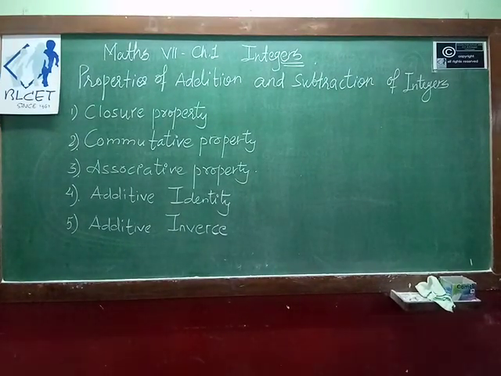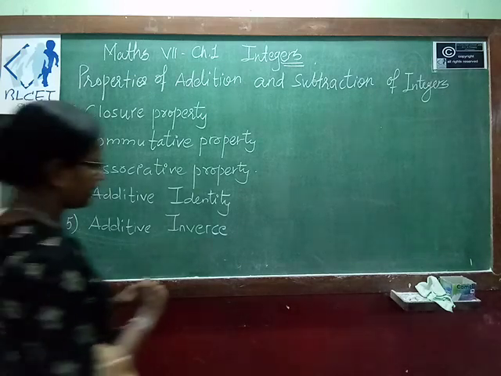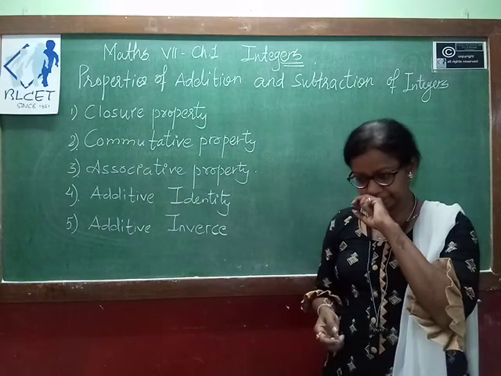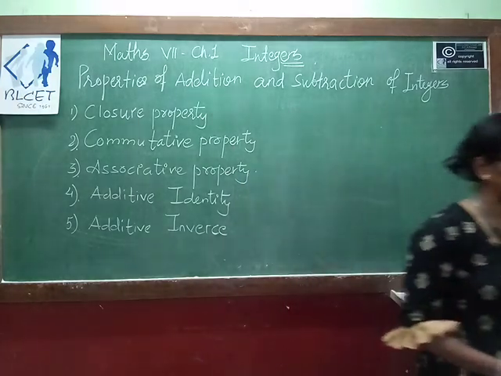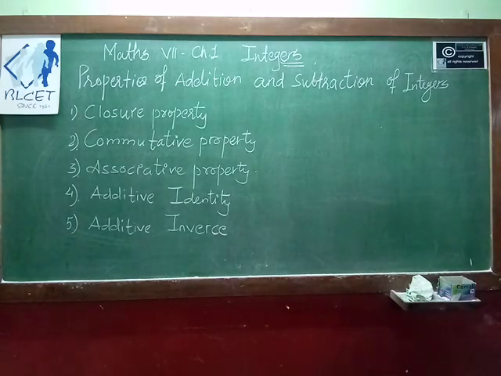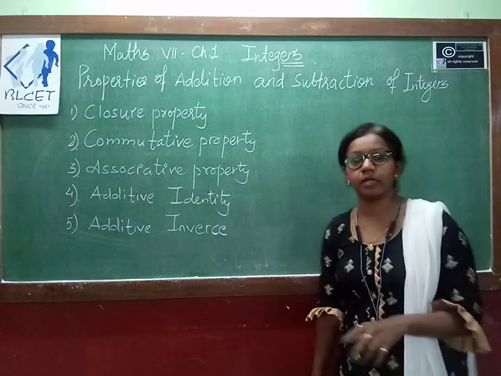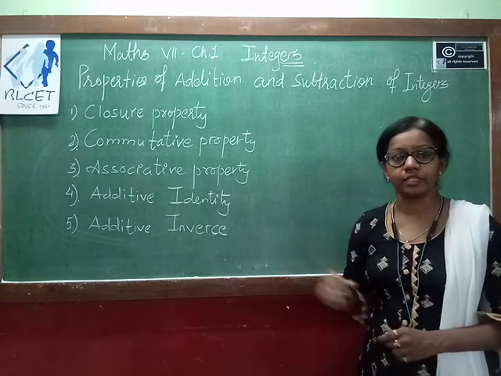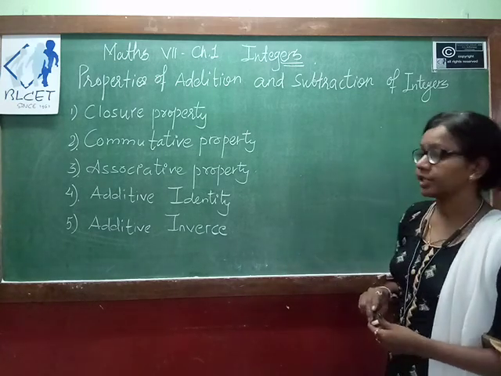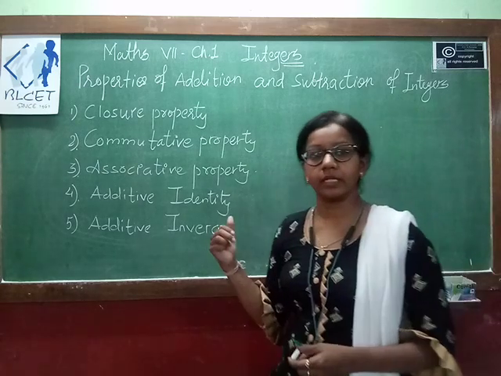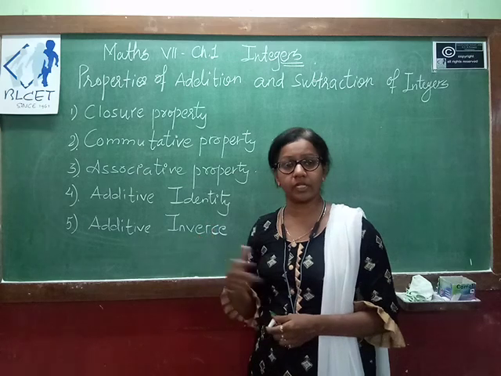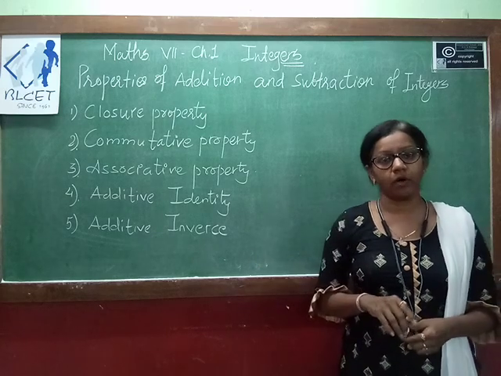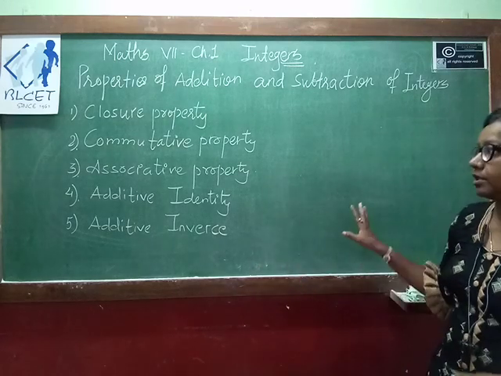In the previous session we completed exercise 1.1, on the basis of some rules which we have derived: addition of two positive numbers, addition of two negative numbers, and subtraction of positive and negative numbers. On the basis of that we have discussed exercise 1.1. Now move further. The next topic is properties of addition and subtraction of integers. In this session we discuss only addition and subtraction. We have the same properties for multiplication and division of integers, which we will discuss after this.